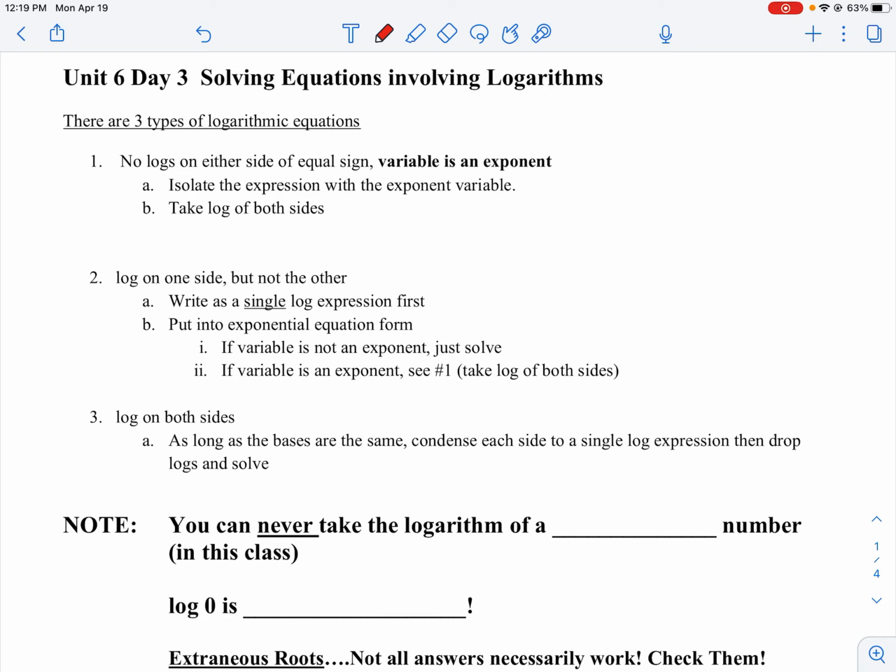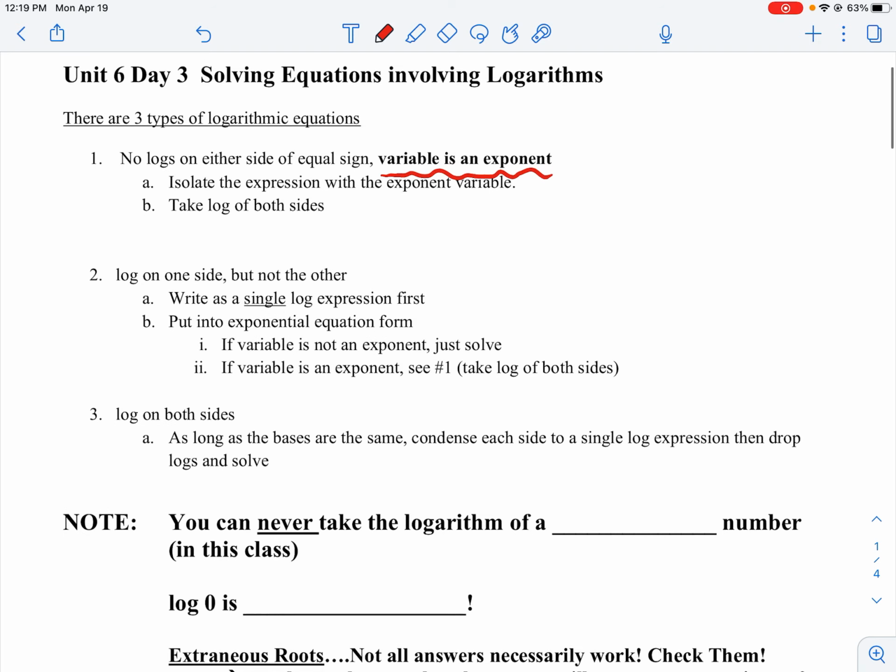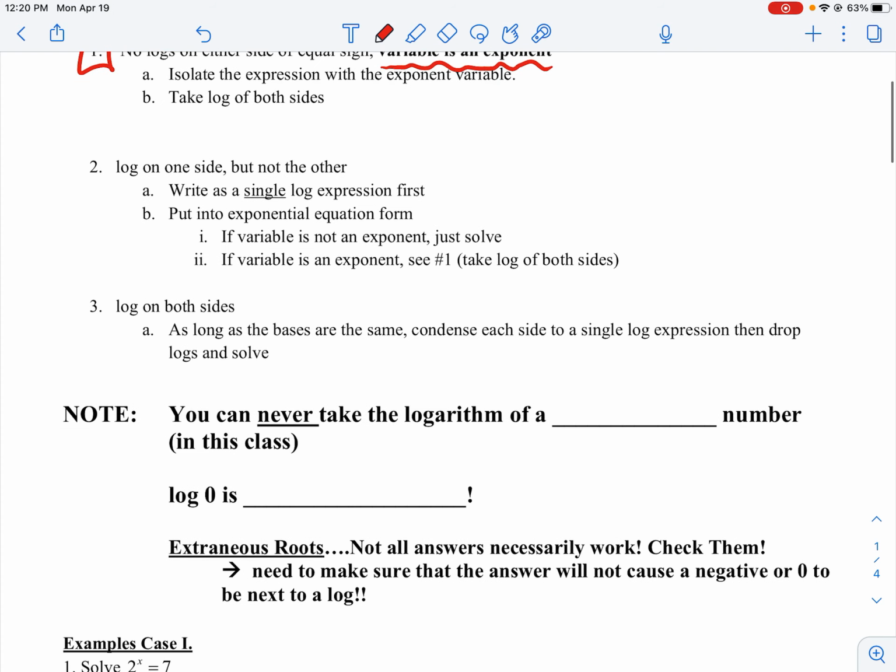Okay? So the first one says if there's no logs on either side of the equal sign and the variable is an exponent, okay, like you see in case 1, all right, you're going to isolate the expression with the exponent variable, take log of both sides. Okay, so let's go ahead and just do that. All right, before I start talking any more about the other ones, let's just go ahead and demonstrate that first case. All right, also, you can never take the logarithm of a negative number.